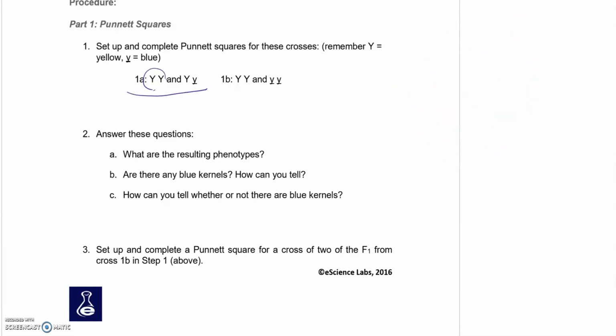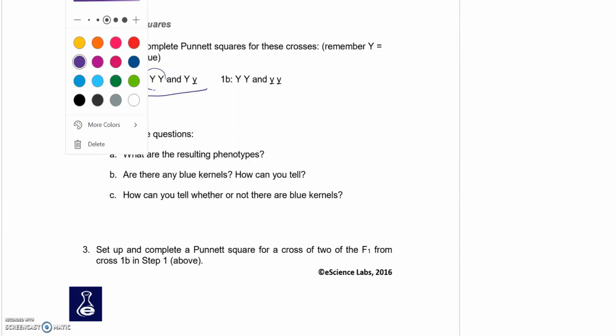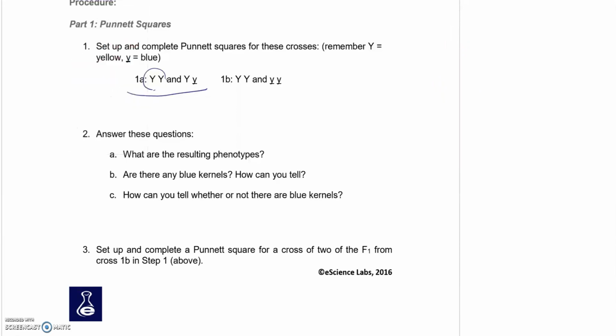It's important too to remember the difference between phenotype and genotype. So genotype means the gene sequence. We represent that by these letters, capital Y, little y. Phenotype is the physical appearance, like yellow kernels or blue kernels. So now we're going to do this example for our Punnett square.